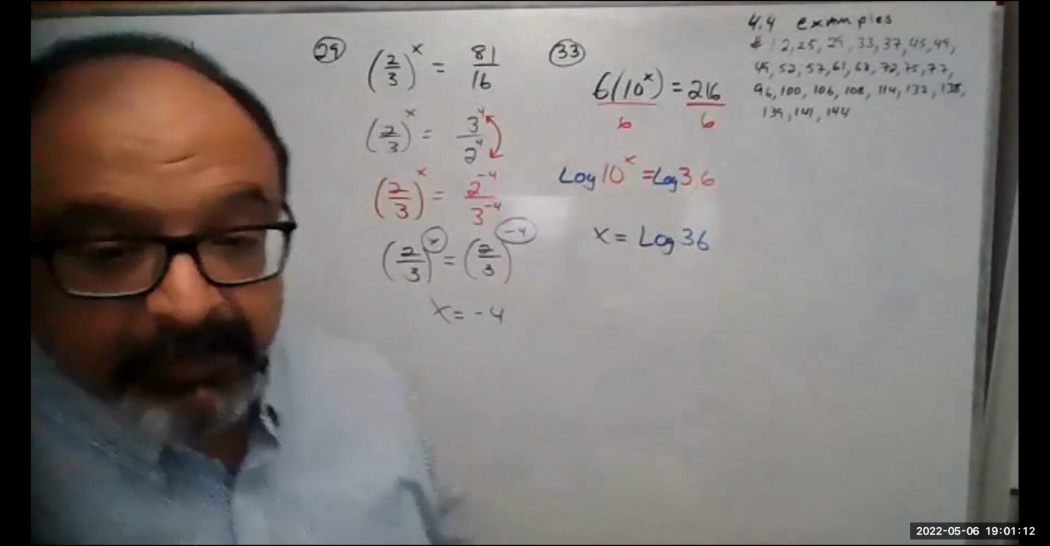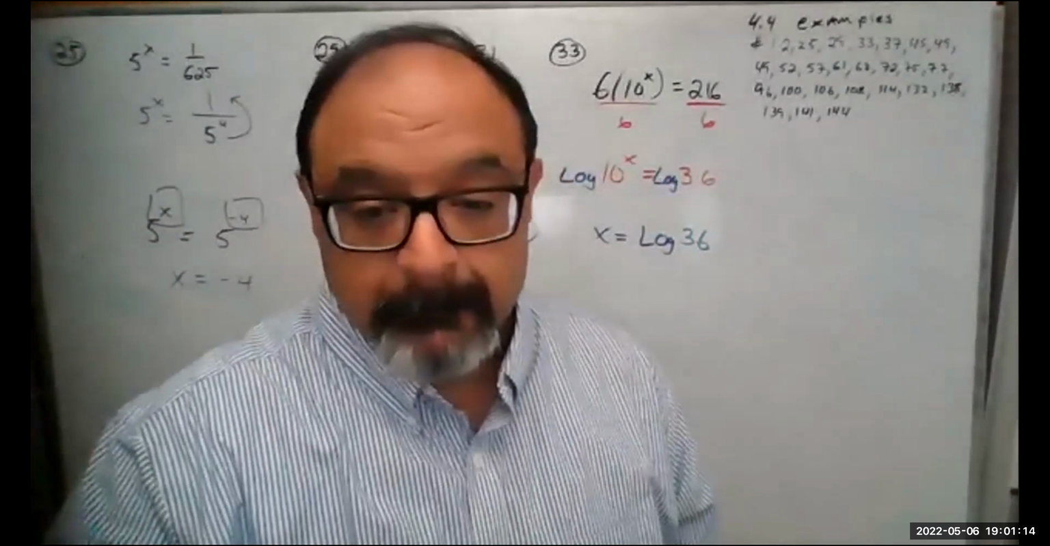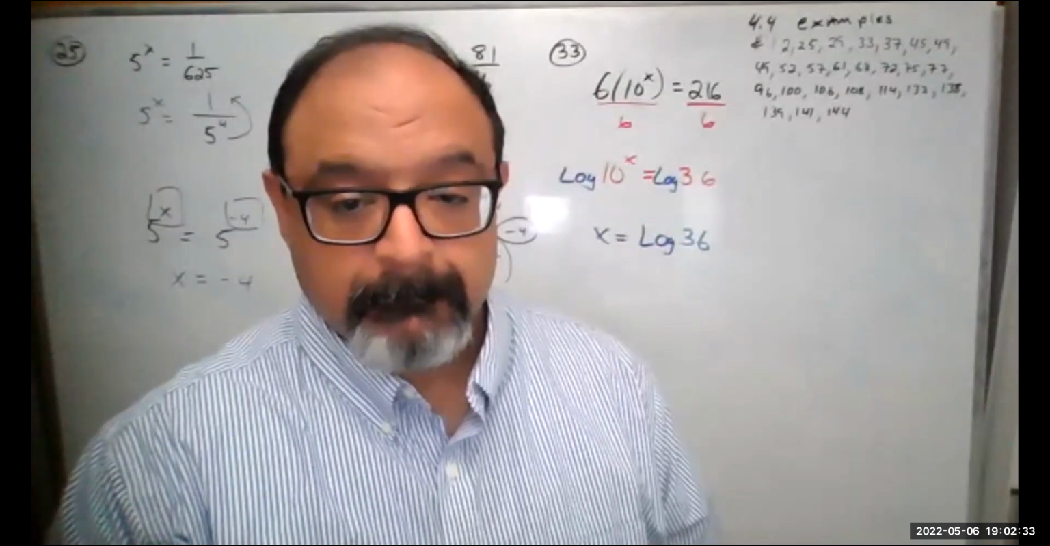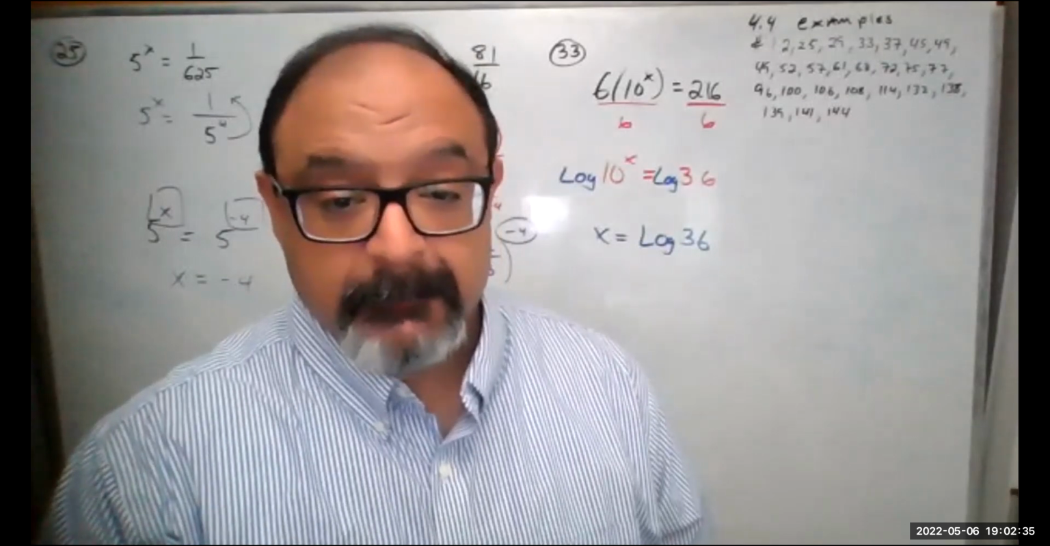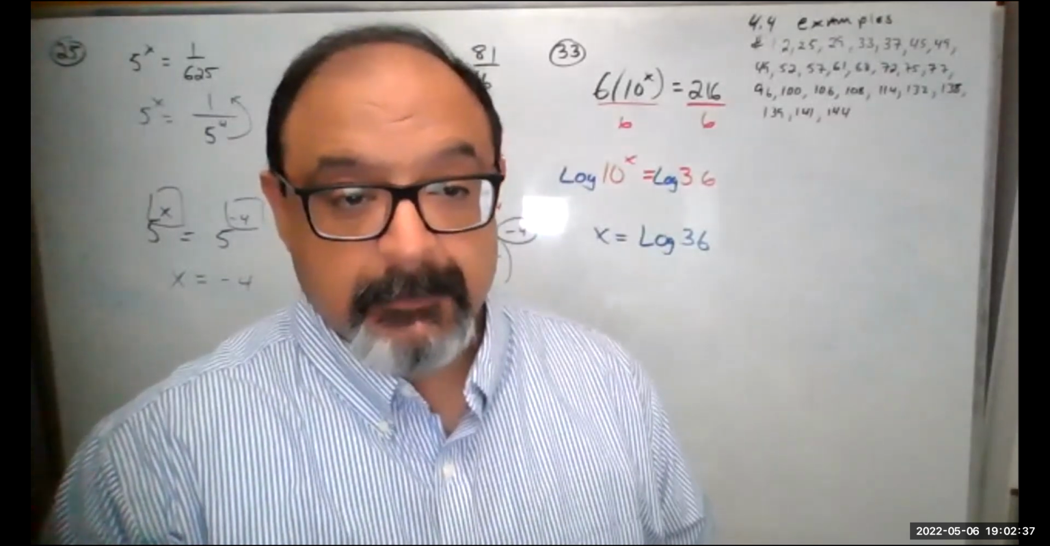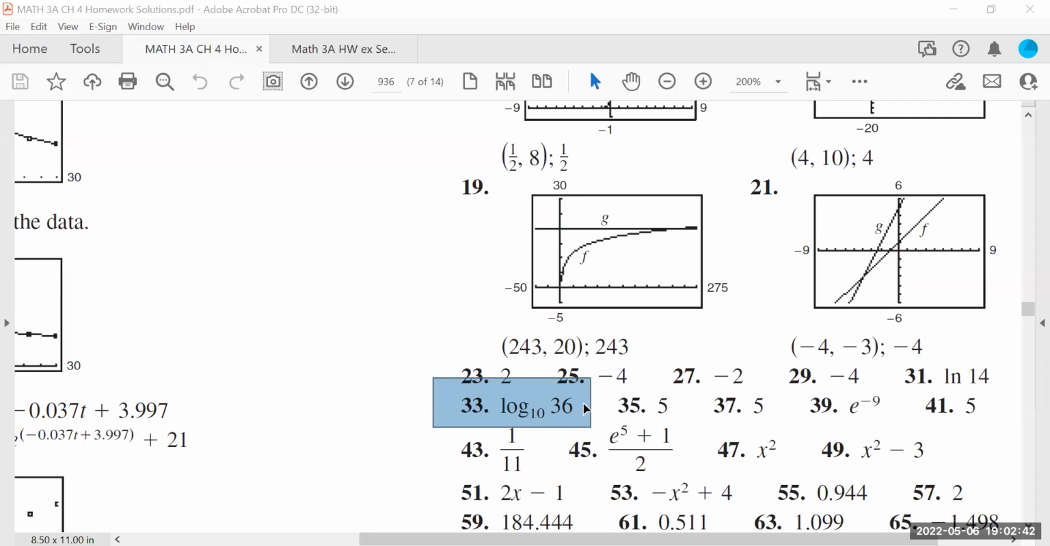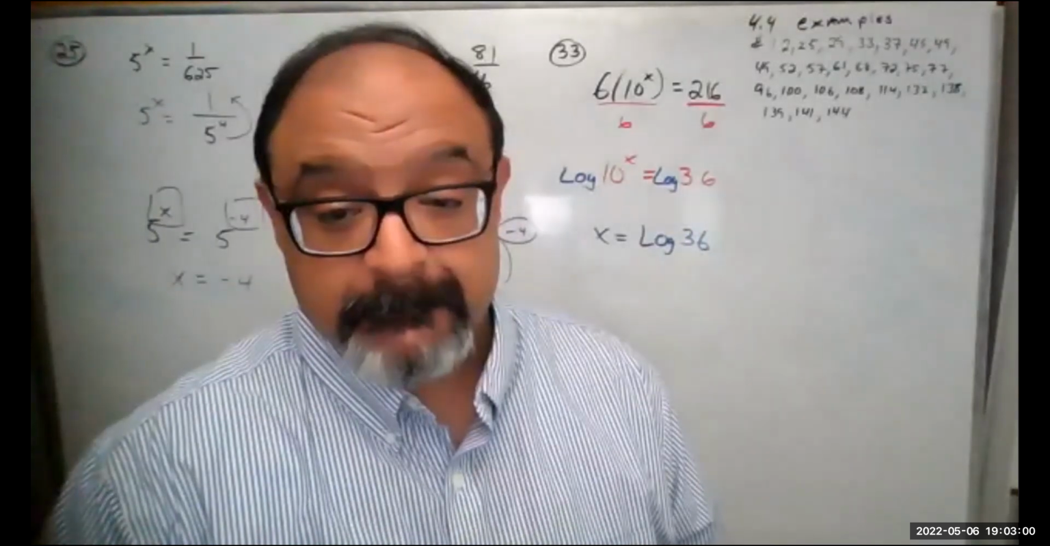Now the directions, let me pause and take a quick look. In the back of the book, they have log base 10 of 36. I just want to make sure that you understand whether you write log base 10 of 36, or just write it as common log, log of 36, they're the same thing. If it's a different base, then you have to write the different base. All right, next problems.